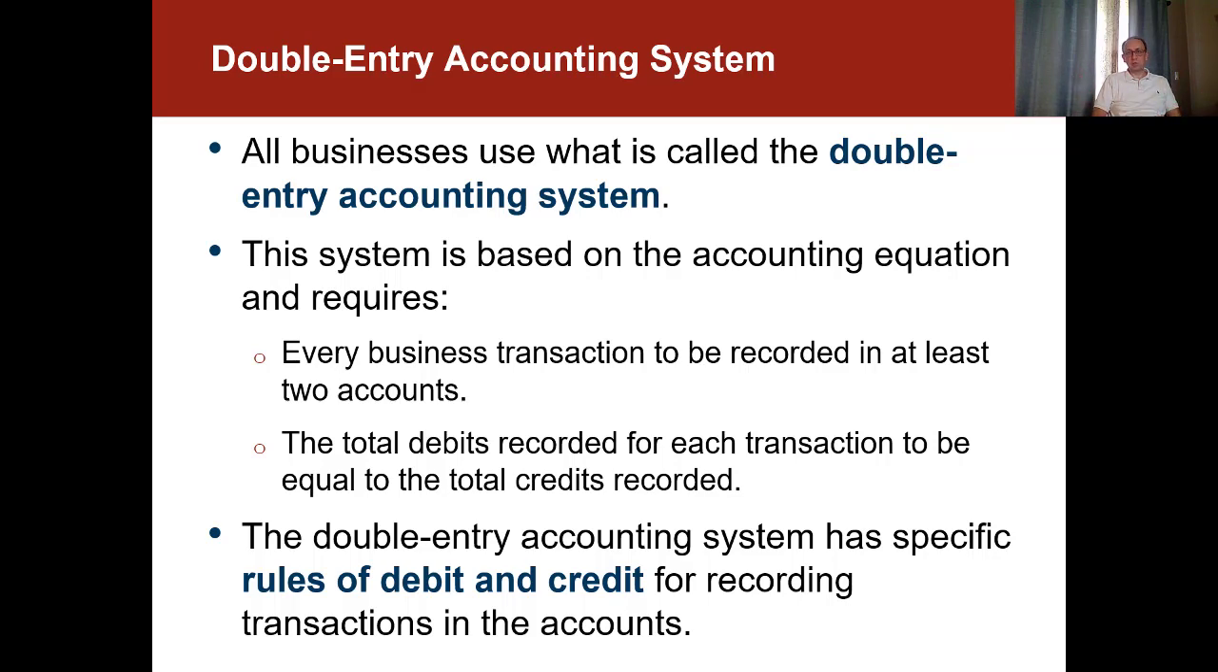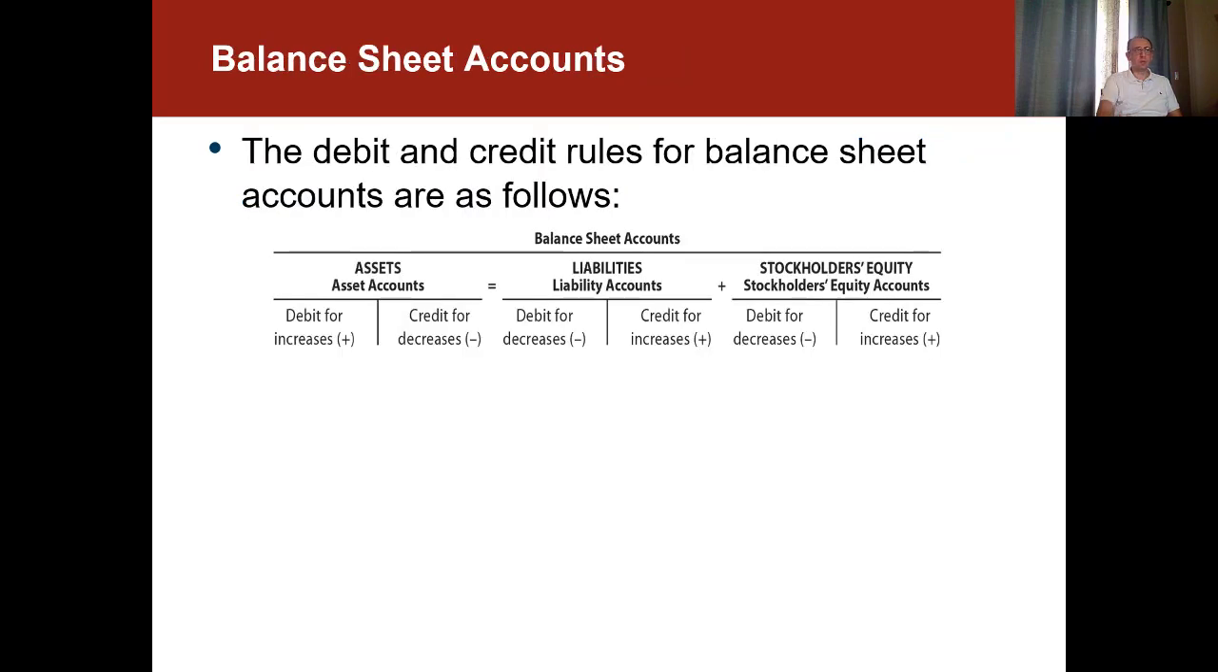So the double entry accounting system has specific rules of debit and credit for recording transactions in the accounts. Let's see these rules. As you can see here, we have the accounting equation, where assets equal liabilities plus stockholders' equity. Remember, I told you last week, this is considered to be the foundation of accounting. This is very important for accounting. I want you to know this by heart. Assets equal liabilities plus stockholders' equity.